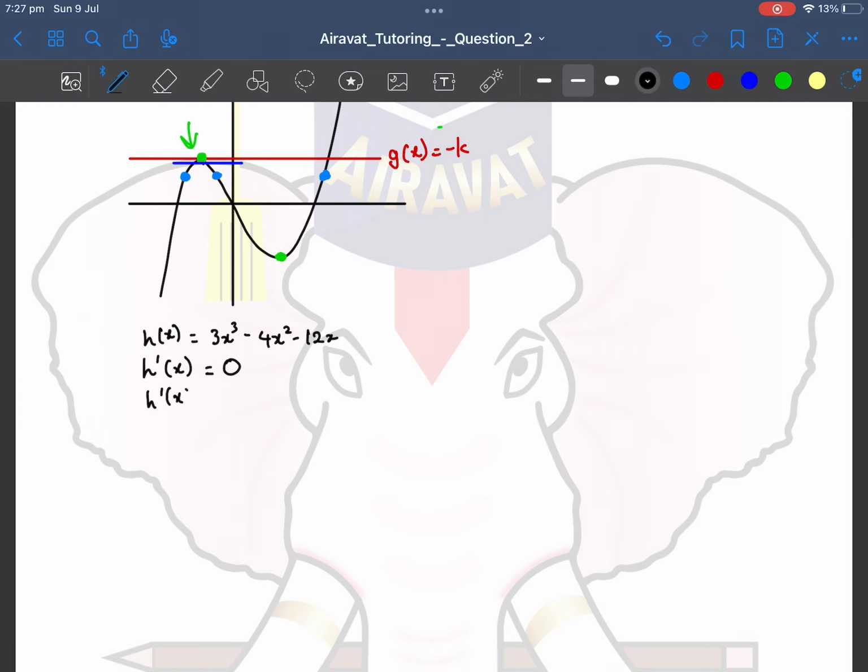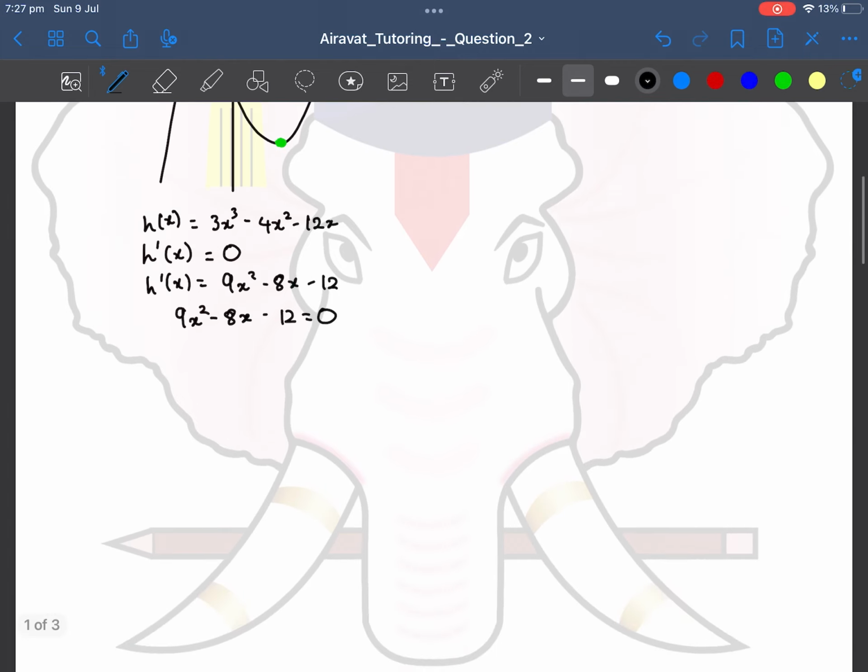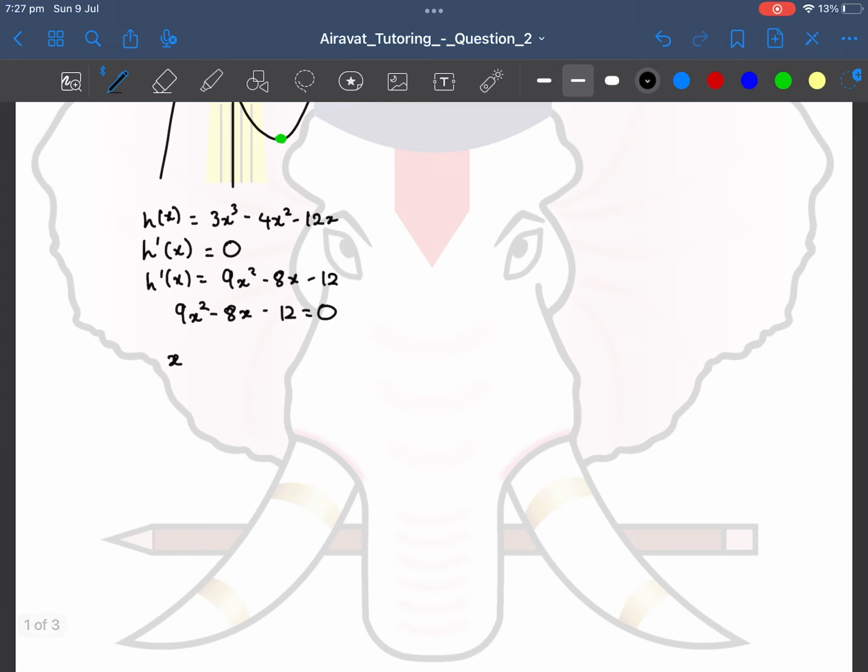So h dash of x would be equal to 9x squared minus 8x minus 12. Now we'll set this equal to 0. Solving it on CAS, you can easily solve it by pressing menu 3 once, then the solve function will appear, type the equation in, and you'll get this answer: x equals (2 square root of 31 minus 2) over 9 with a minus sign for the first, and x equals (2 times square root of 31 plus 2) over 9.